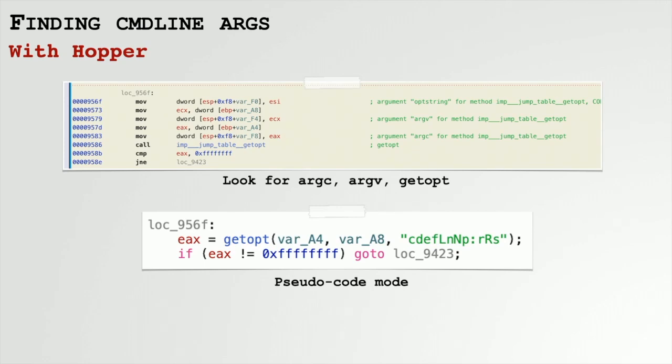If we then wanted to try and find the command line args in Hopper, you can just load up the binary in Hopper, which is a fantastic tool, and I can't believe it's just $99. Just look for argc, argv, getopt, and then click on the pseudocode mode icon, and it will tell you right there that the supported args are C, D, E, F, L, N, P, R, S. I don't know if all of them are implemented or if all of them will actually do something, but those are the ones that are listed in the binary.